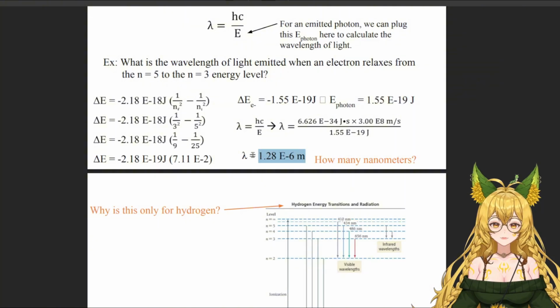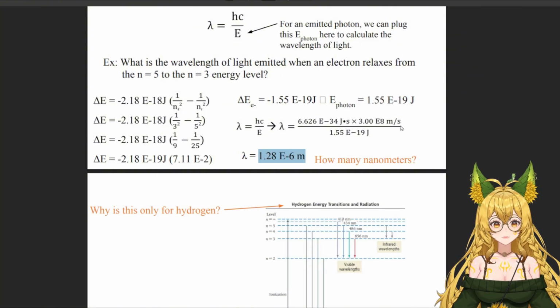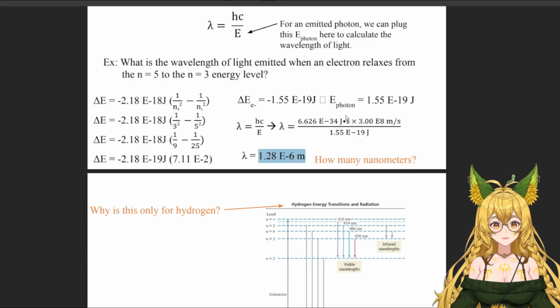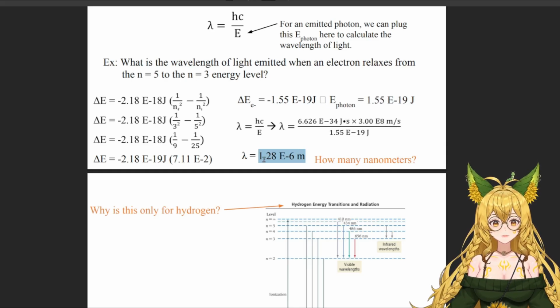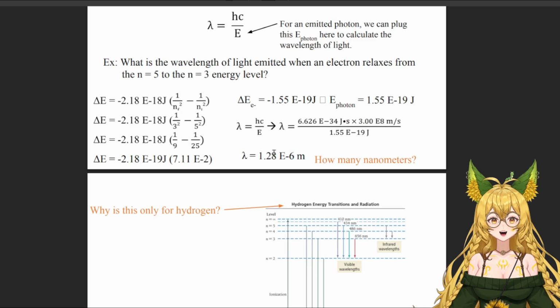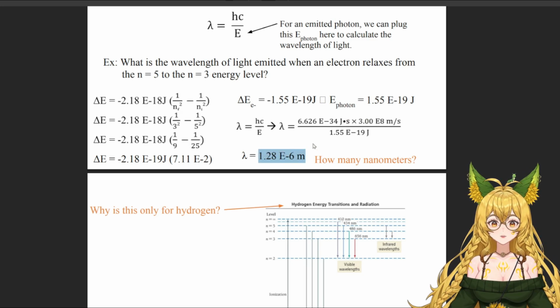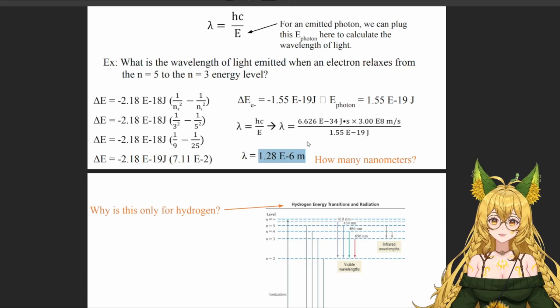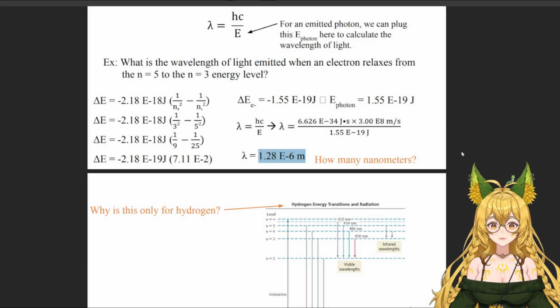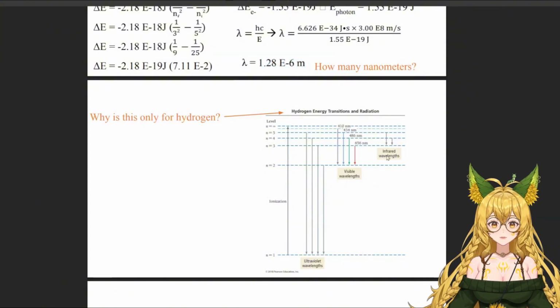So then it's going to give us an answer in meters, because remember, joules per second cancel out. Seconds up here with seconds, joules down here with joules up there. We're left with meters. That is what we want. However, we actually want nanometers, so you're going to have to convert this from meters to nanometers, and I highly suggest going and watching the previous videos if you forgot how to do that.